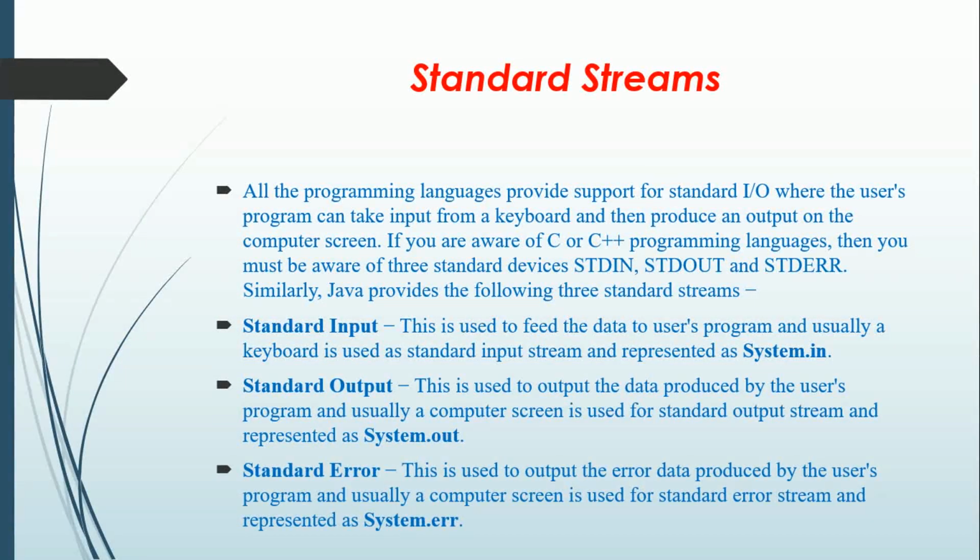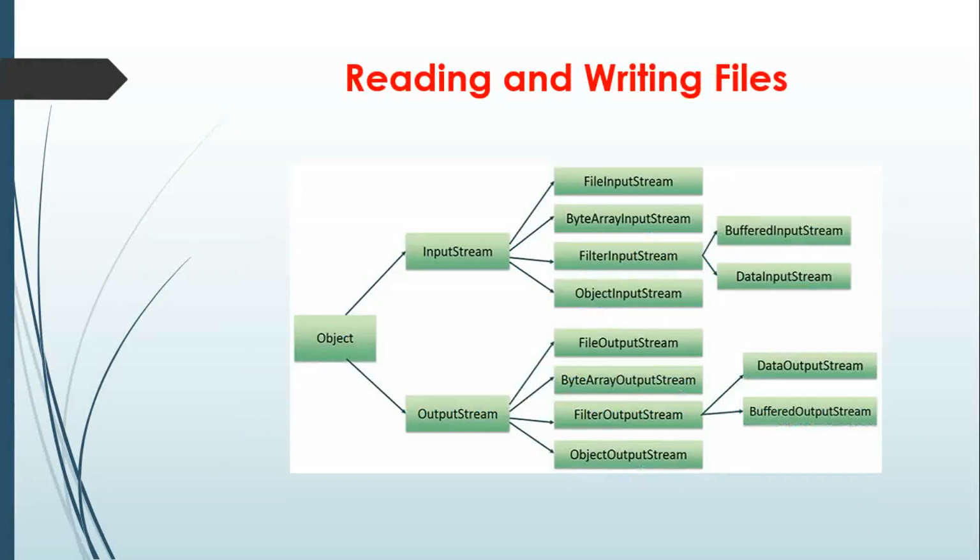Third one is standard error. This is used to output the error data produced by the user's program, and usually a computer screen is used for the standard error stream, represented as System.err.